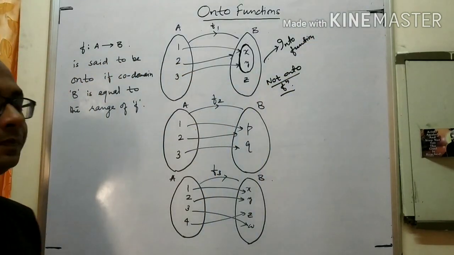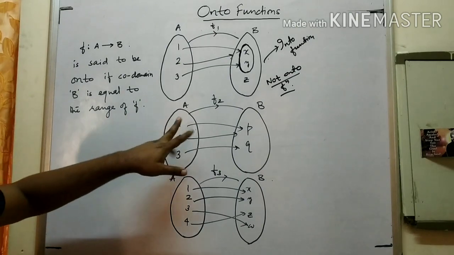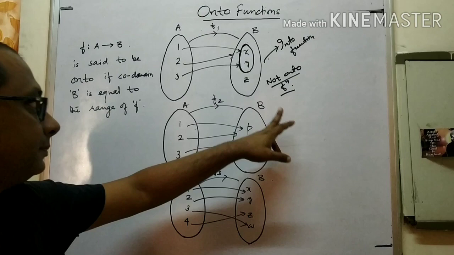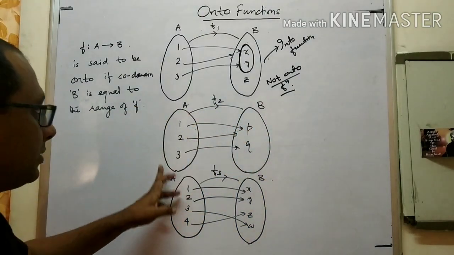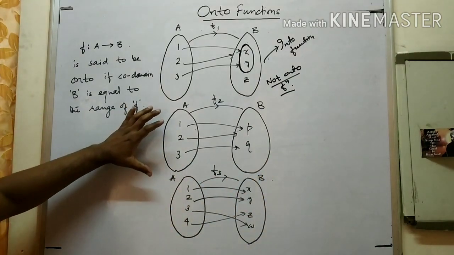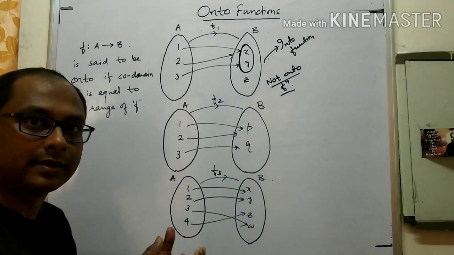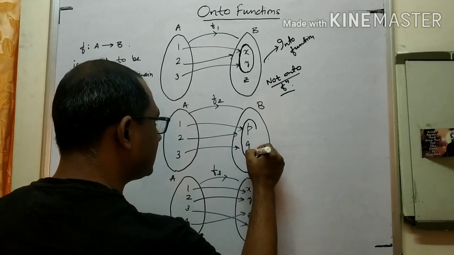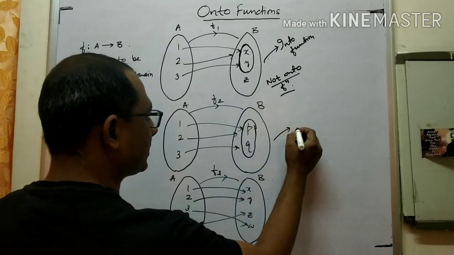Not onto. Now let us go for the second example. Here I am taking the second function f2, running from A to B. 1 and 2 are mapping to p and 3 is mapping to q. If I go for the range of this function, range of the function means the set containing all the images. So the range of the function is this, which is exactly equal to the codomain. So we can say this function is onto.